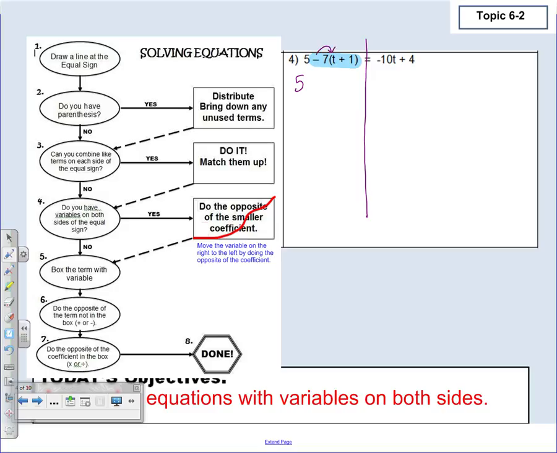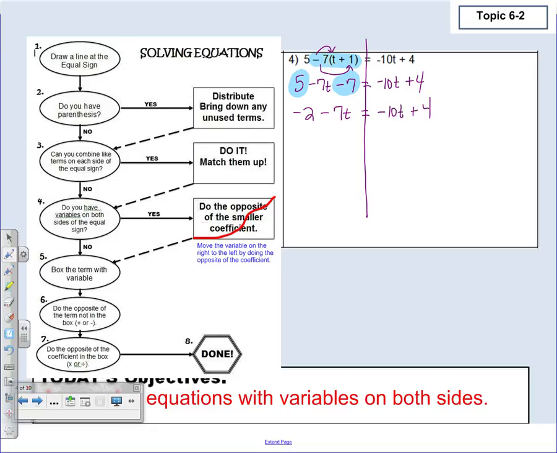Negative 7 times t is a negative 7t. Negative 7 times a positive 1 is a negative 7. Equals negative 10t plus 4. Step 3 says, can you combine terms on each side of the equal sign? So we look on the left side. We have a 5 and a negative 7. We can combine. 5 minus 7 is a negative 2. We still have a negative 7t there. Equals negative 10t plus 4.